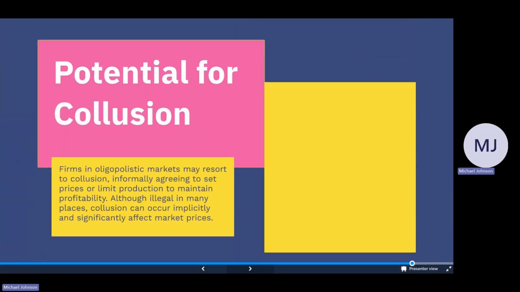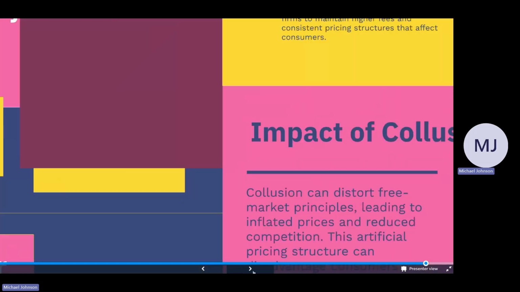Potential for collusion. Firms in oligopolistic markets may resort to collusion, informally agreeing to set prices or limit production to maintain profitability. Although illegal in many places, collusion can occur implicitly and significantly affect market prices.